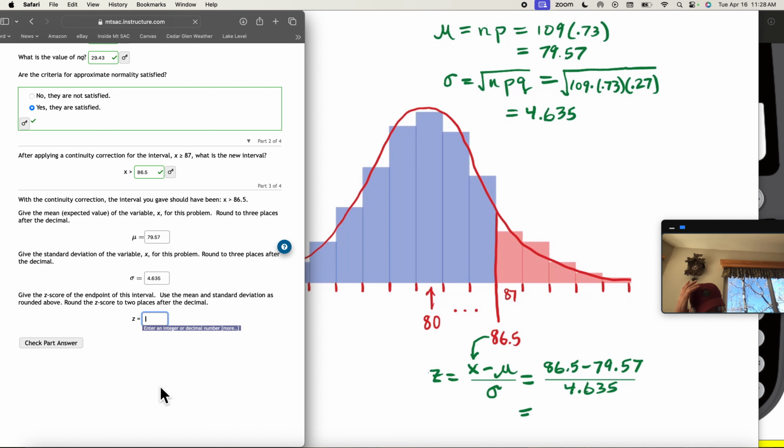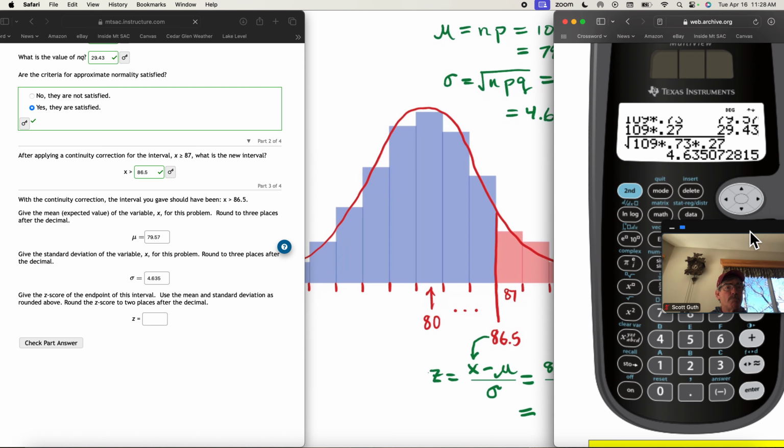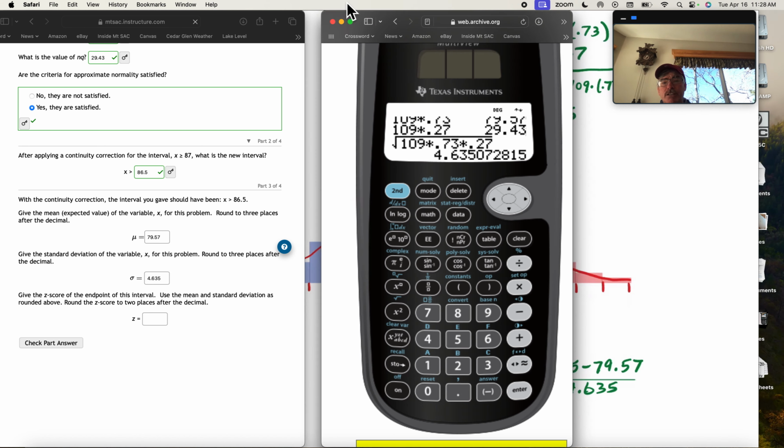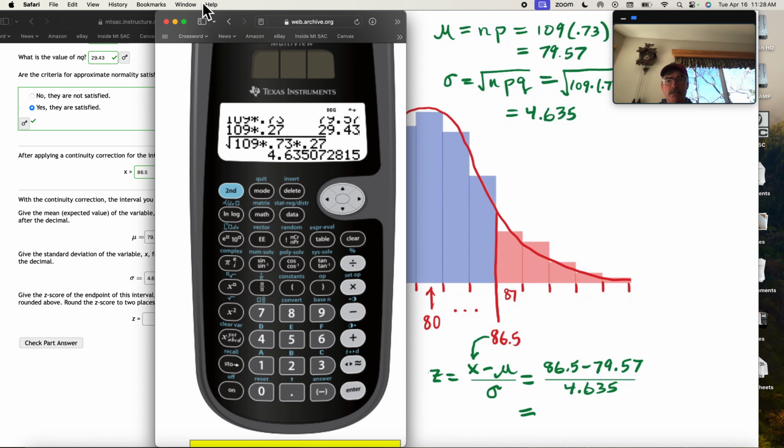Okay, and so that came out to be, let's see here, where's my calculator? Okay, so what have I got here? Oh, you can't see it. Maybe we'll move the calculator over here for a moment. All right, so a little fraction with 86.5 minus 79.57 over 4.635.